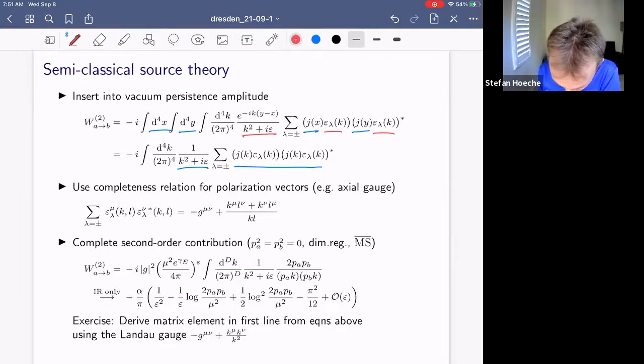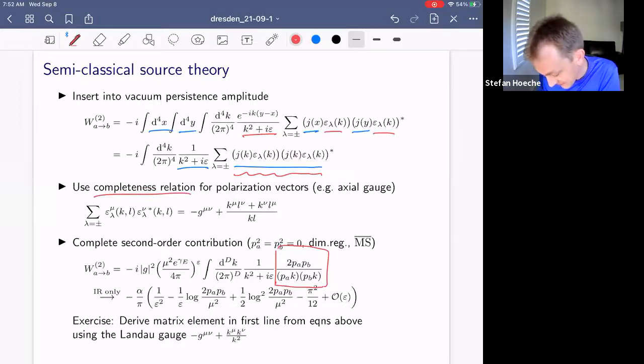Now you can use the completeness relation for the polarization vectors, for example in an axial gauge, which is given here, and insert this into the above equation and work out that factor here. And what you obtain is this term. Many of you will recognize this term, and for those who don't, please ask again in the recitation session. It's an important term. Your next exercise is actually to derive that term using a different gauge, for example, Landau gauge.